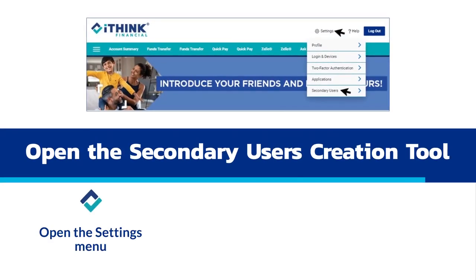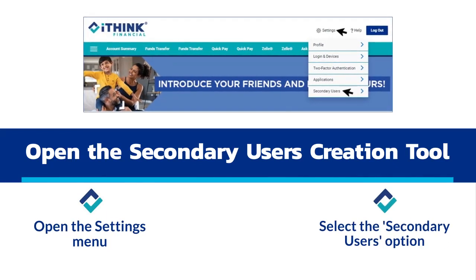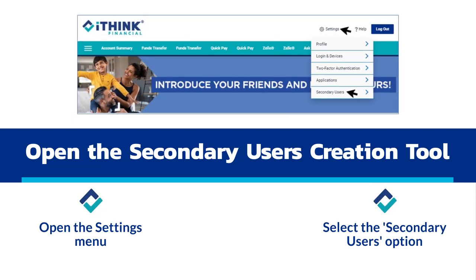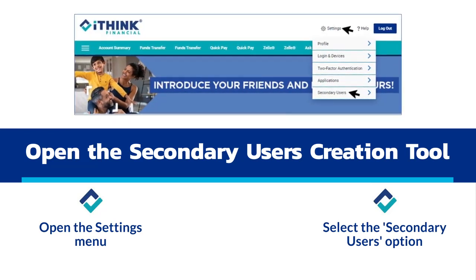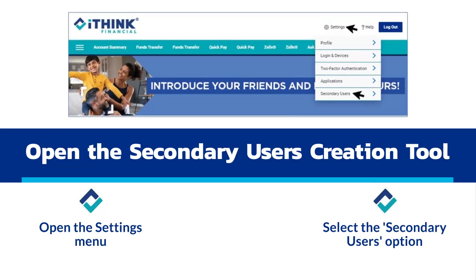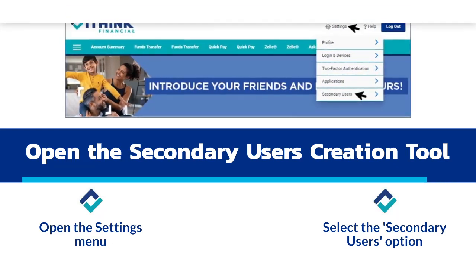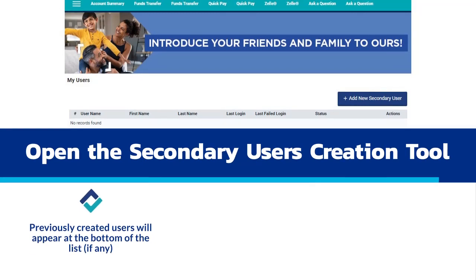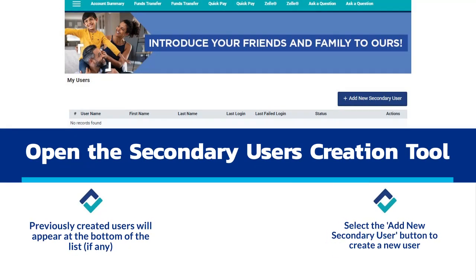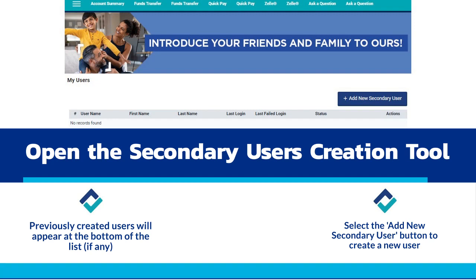The primary member or business member can add secondary users to give them their own login credentials in online banking. To start the process, log into online banking, open the Settings menu, and select the Secondary Users option. Once the My Users section is open, any previously created secondary users will appear in the list. To add a new user, simply click the Add New Secondary User button.